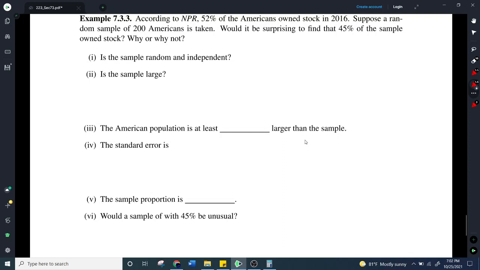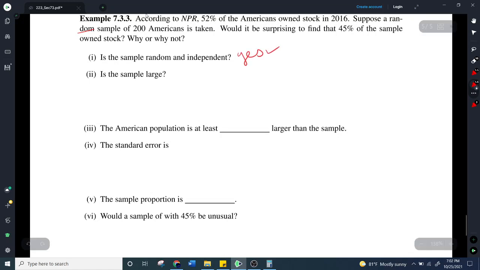Suppose a random sample of 200 Americans is taken. Would it be surprising to find that 45% of the sample owns stock? Why or why not? All right. Is the sample random and independent? They said yes, they said it was a random sample, so we are good to go there.